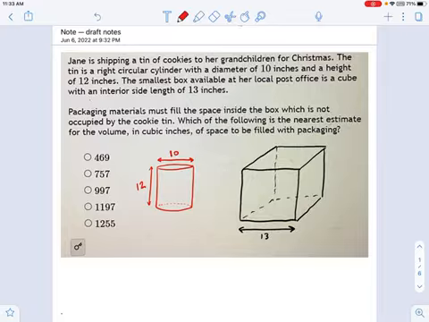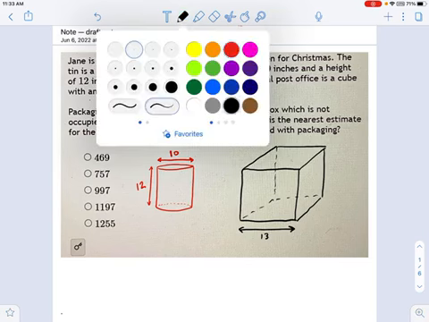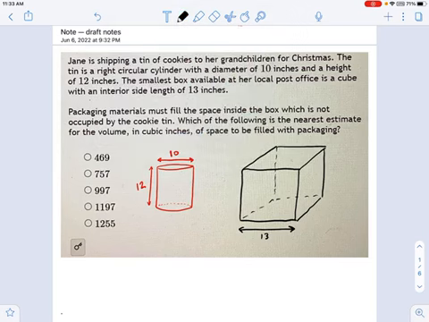What's the volume required? In order to figure that out, the simplest way forward is just to calculate the volume of the big box, the volume of the cylinder, and take the difference. That's going to be all the air left over that needs filling. So the way we do that, start with the cube.